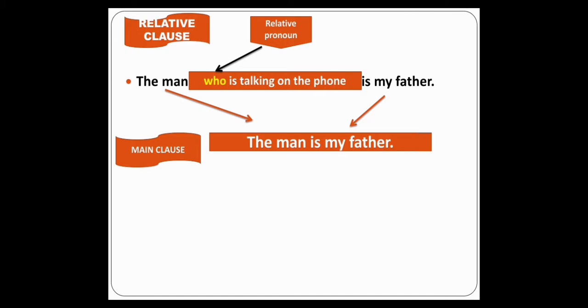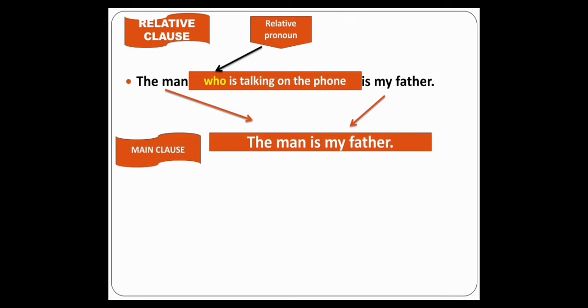So it needs to be used with another sentence, usually with a main clause, with a sentence that expresses a complete thought, a complete idea. So here we have the man is my father. This is the main clause, the main sentence, because the idea is clear. But we need extra information to understand who the man is. So we use a relative pronoun or relative clause, which is introduced by a relative pronoun.